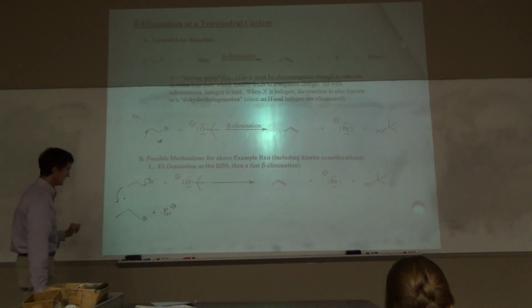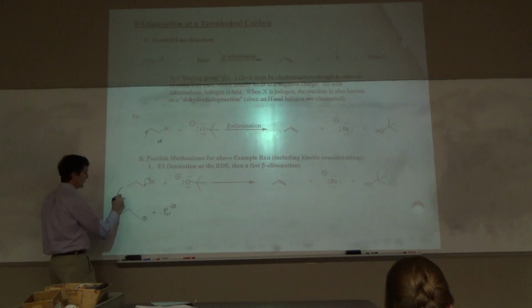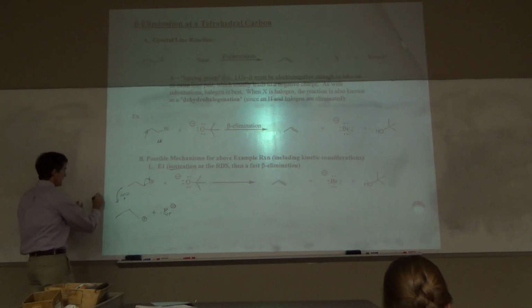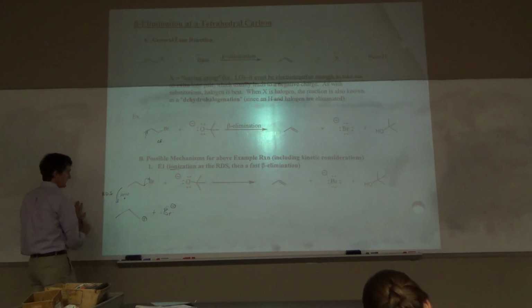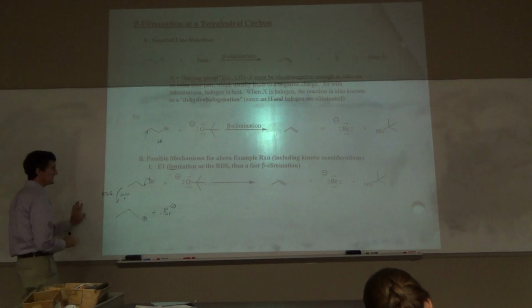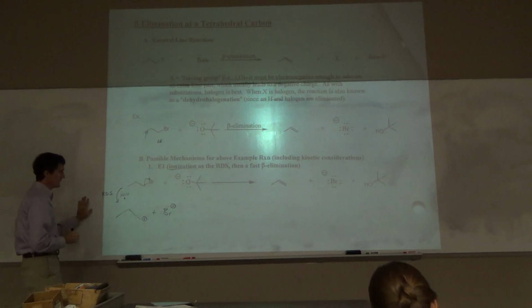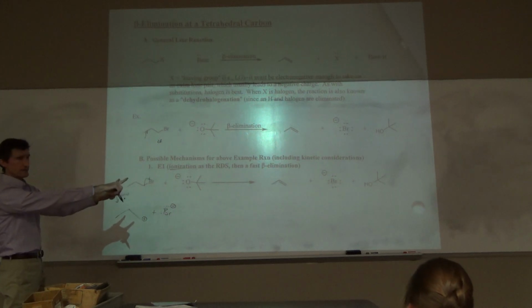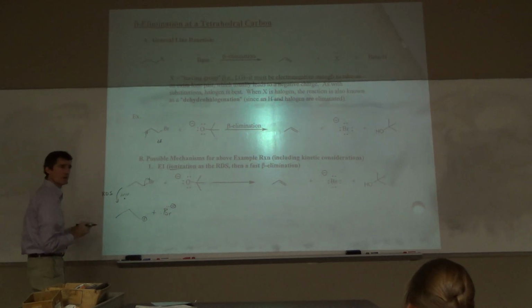What can we do next? This would be called what? Ionization, right? Ionization. This would be the rate determining step. Forming carbocations, typically rate determining step. Then how can we get to the rest? What else do we need to do?